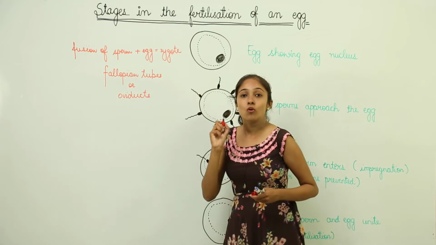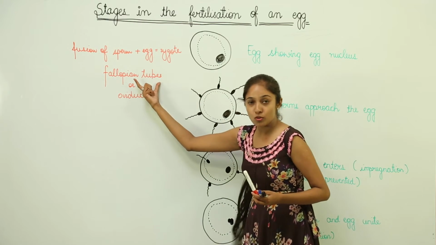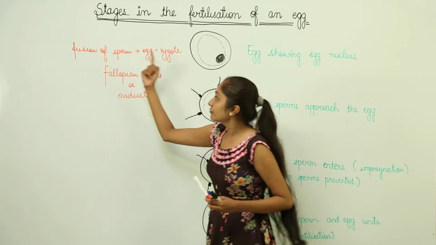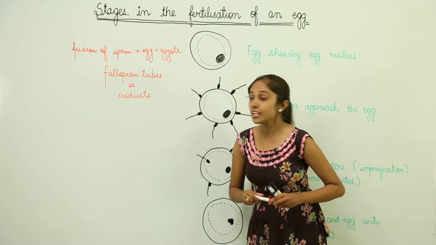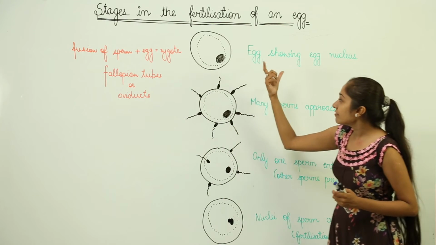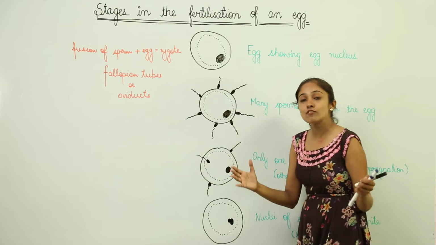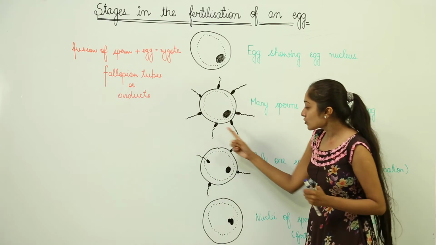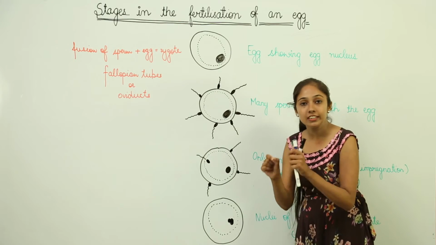Means the ovum or the egg is going to be there in the fallopian tubes, or oviducts, where the fertilization, meaning the fusion of sperm and the egg to form zygote, is going to take place. So what is going to happen? We have an egg which is showing this nucleus. Now at this time, millions of sperms are going to reach the egg. But as you see, only one sperm is going to enter, is going to penetrate the egg.